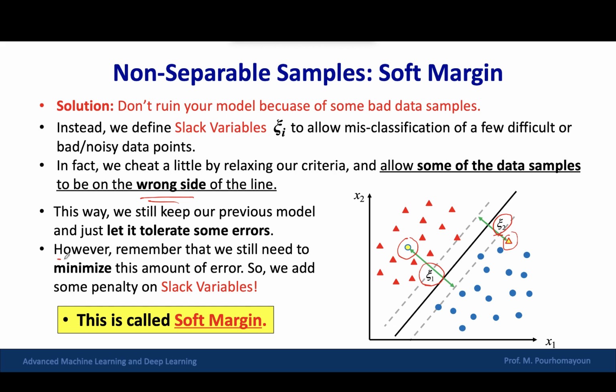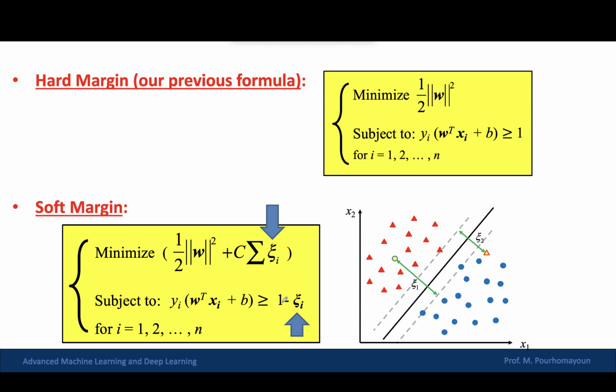However, remember that we still need to minimize this amount of error, okay? So it cannot be too flexible, right? So we have to put some restriction or minimization on these xi variables, on these slack variables. We can have some penalty on that. This approach is called soft margin, okay? Hard margin versus soft margin. Remember that this is an interview question. So this is where everything changes.